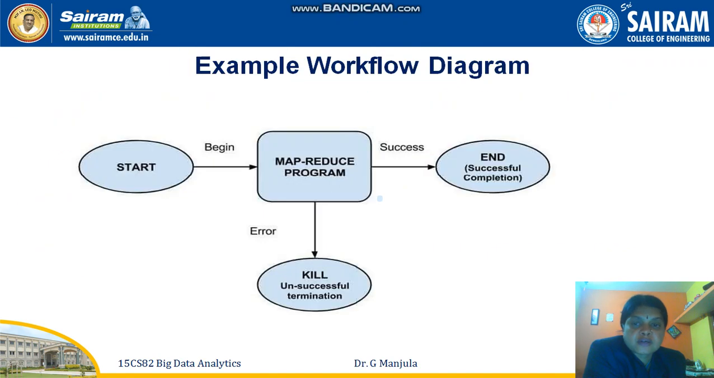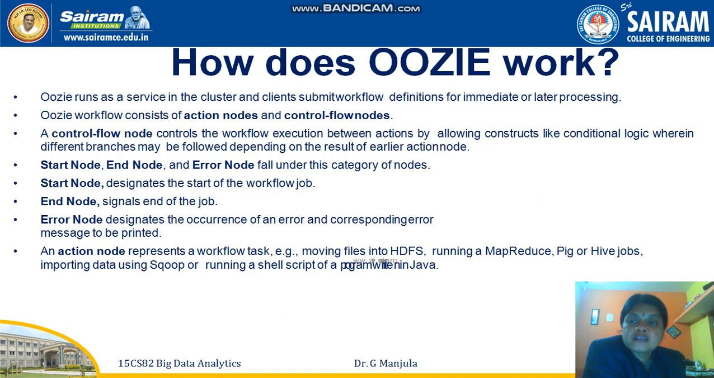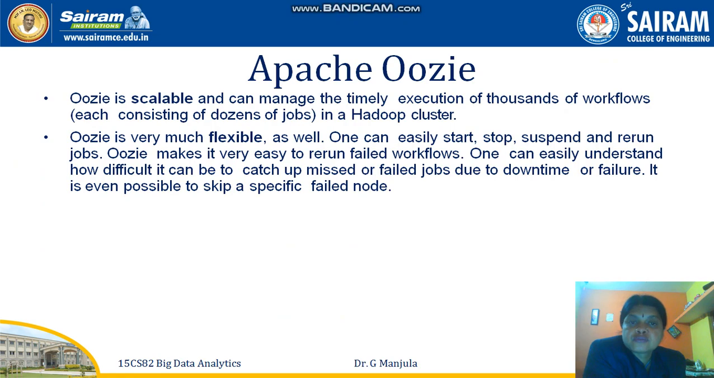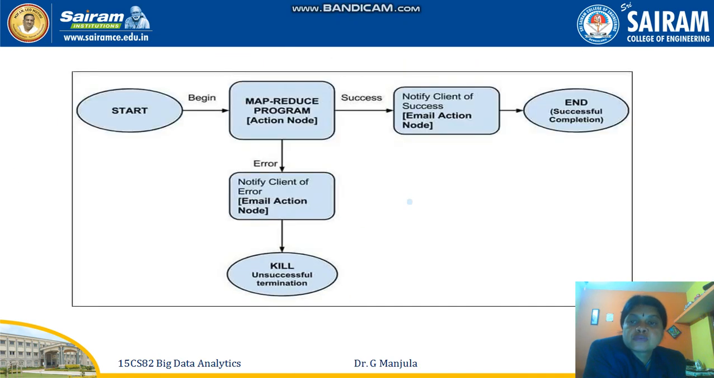I will explain again. Start and stop: begin and end from the start node to the end node. Using some algorithm, mapper, reducer and shuffling can be done. If you find an error, I can terminate the job unsuccessfully, and again I can rerun the execution. So this is called start, stop, suspend and rerun. Clear? Now here you have been given the 4 operations of Apache Oozie. Let us move on to one more.